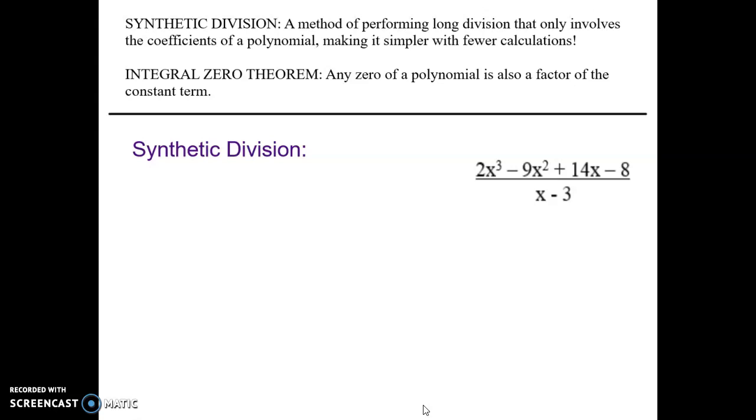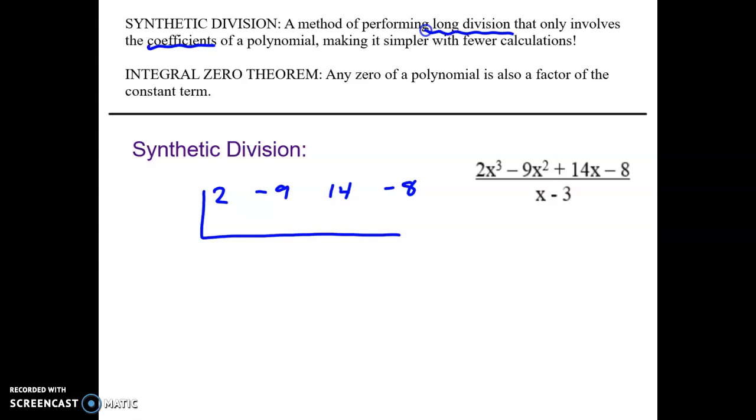Instead of the factor theorem, you could perform synthetic division. And remember that synthetic division is kind of like long division that only involves the coefficients of a polynomial instead of putting all the x's and stuff in there. So, synthetic division. Let's just go through that quickly. When you synthetically divide, you put all of your leading coefficients in the top. So here we have a 2 for the x cubed, a minus 9 for the x squared, a 14 in the x spot, and a minus 8 for our constant. You have a spot to write this on your page.